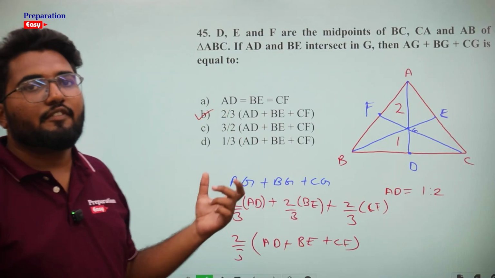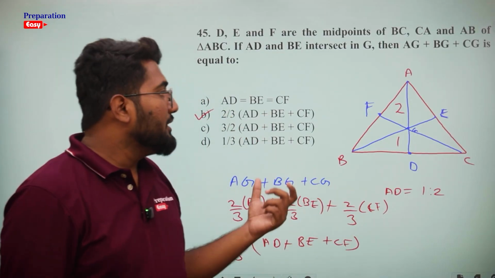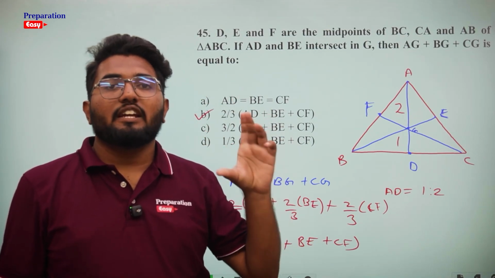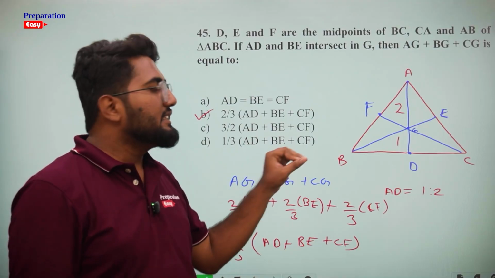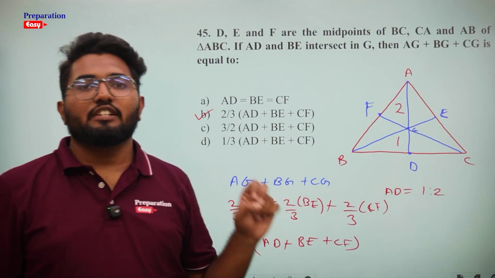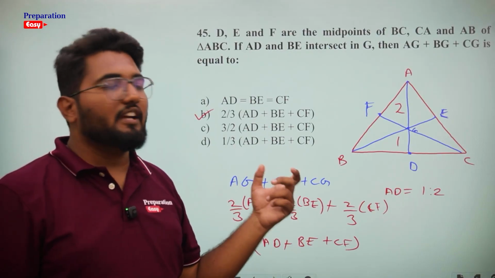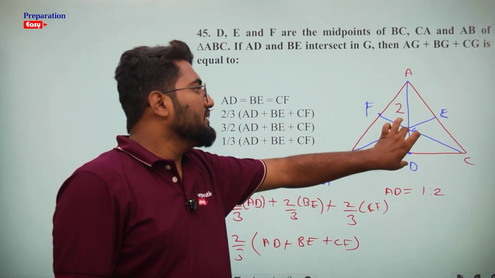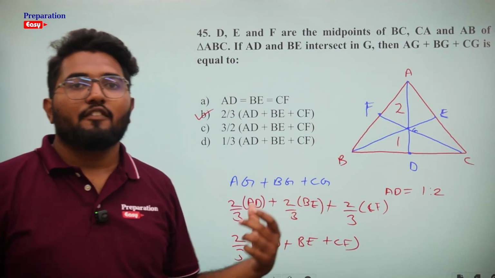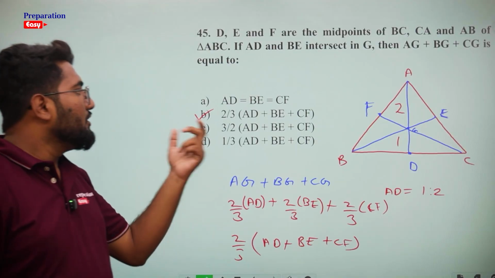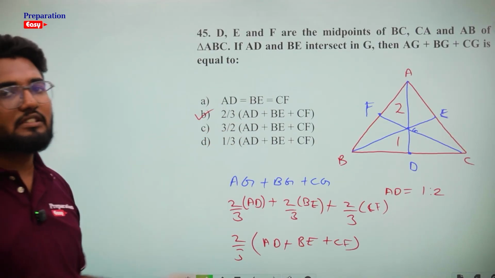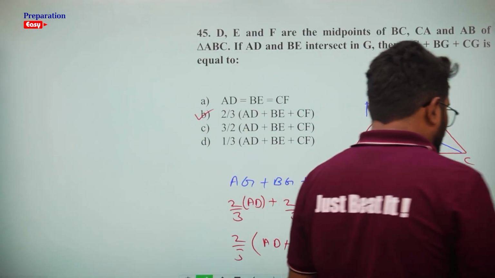How did we calculate? We know that the medians of any triangle meet at the centre and divide the line segment in 2:1 ratio. From that we found that this is 2/3, this is 2/3, and CG is also 2/3 of CF. From that we know that 2/3 of (AD plus BE plus CF) equals AG plus BG plus CG. Okay, let's move towards the next question.